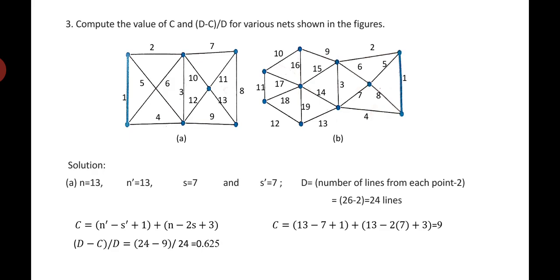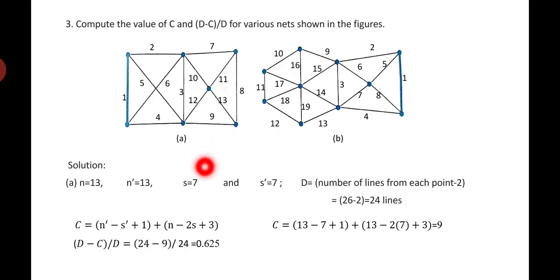They ask to compute the value of C, D and R. This is C, D and R. D minus C by D is R, right? So if you want to calculate the value of R, you have to calculate the values of C and D. If they had directly given that value, there would be no need of mentioning C and D separately. Various nets they have shown. These are the nets or the figures or the systems.